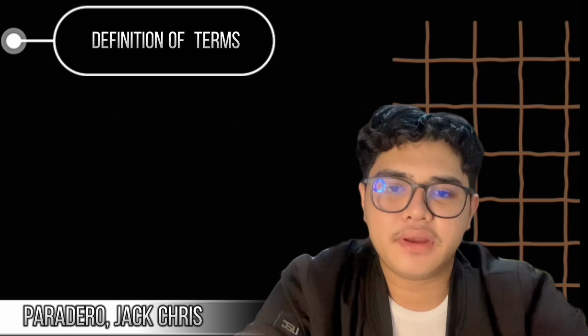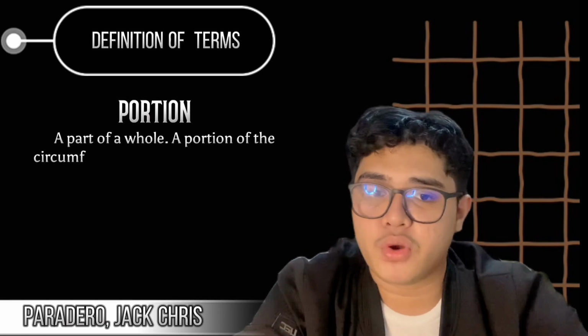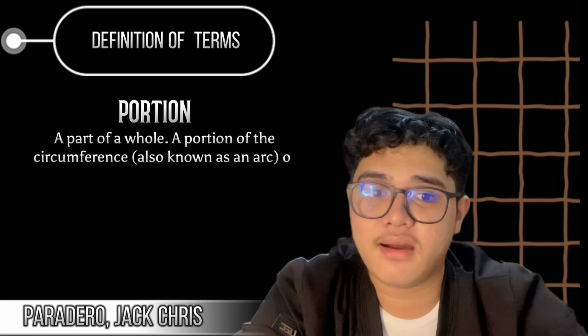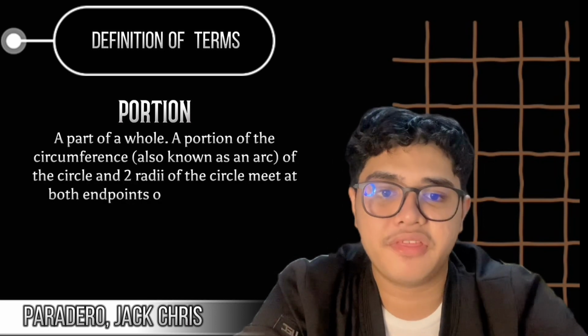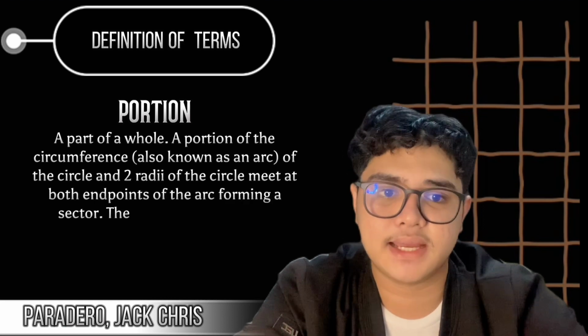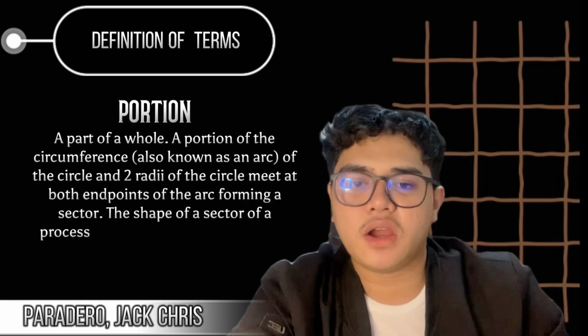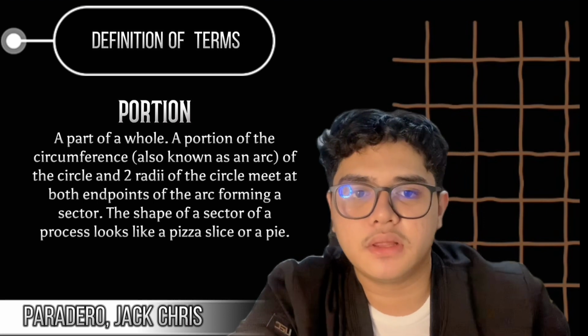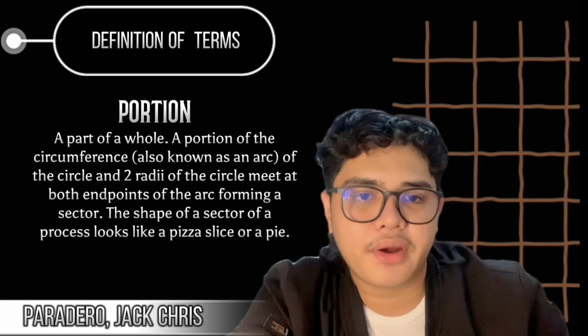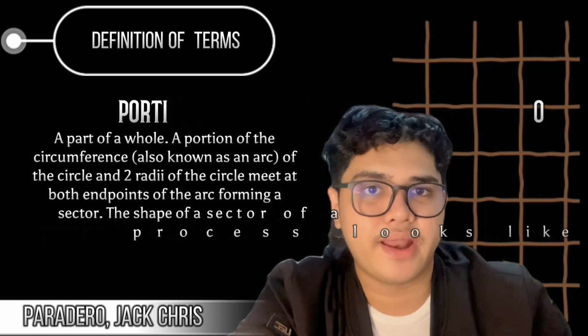Third, we have the portion. A portion is a part of a whole, and a portion of the circumference is also known as the arc of the circle, and the two radii of the circle meet at both endpoints of the arc, forming a sector. Now, speaking of that, a sector is a part of a circle which is made of the arc of the circle along with its two radii.